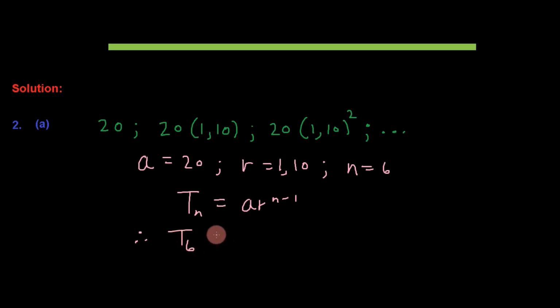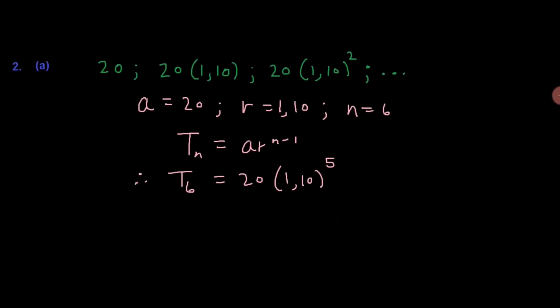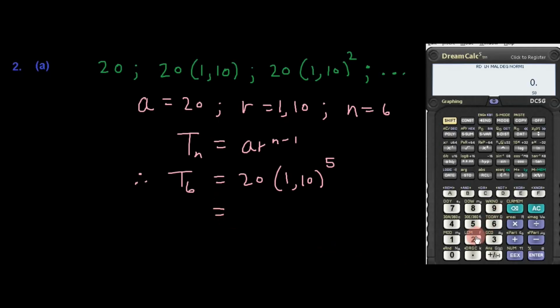We need T sub 6, so it's equal to 20, which is A, times R, to the 6 minus 1, so to the 5. And we can find this on a calculator. So 20 times 1,1 to the 5. So it's 32,21 kilometers.